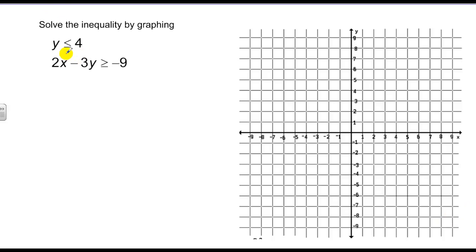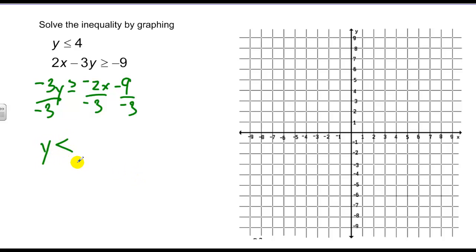So you'll notice we have y is less than 4 and 2x minus 3y is greater than or equal to 9. The second equation needs to be put in slope-intercept form. I'll do that. Subtract 2x to both sides. I get negative 3y greater than or equal to negative 2x plus 9. Divide by negative 3 to both sides. Since it's an inequality, I have to turn that inequality sign around. So I get y less than or equal to 2/3 x minus 3.